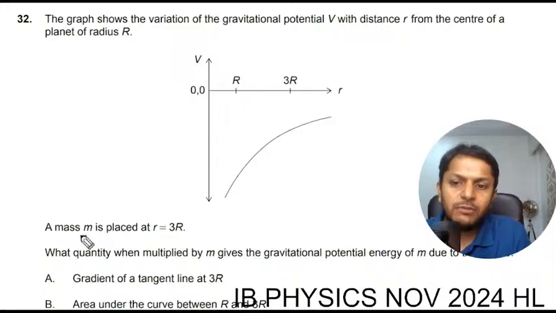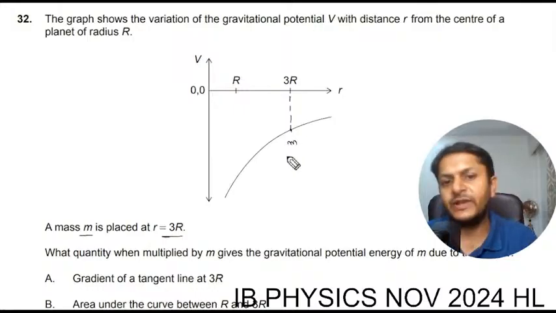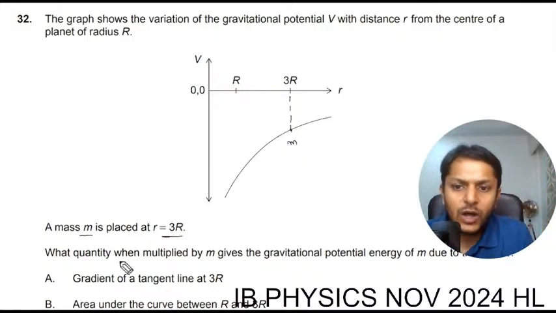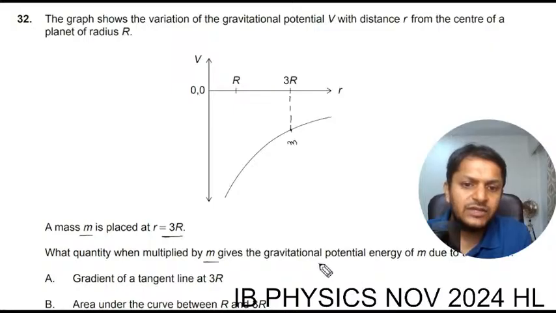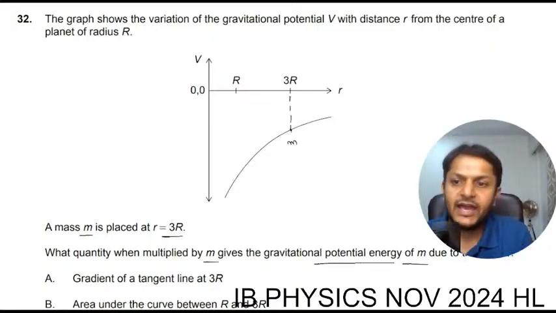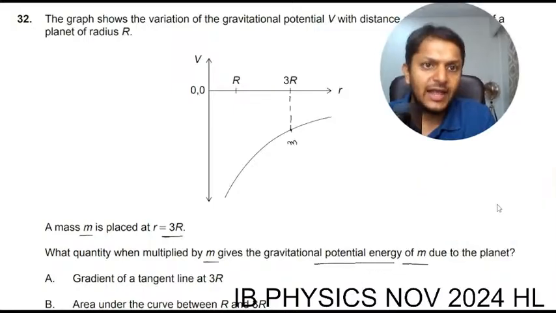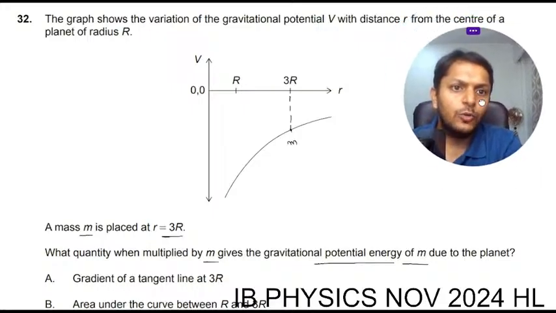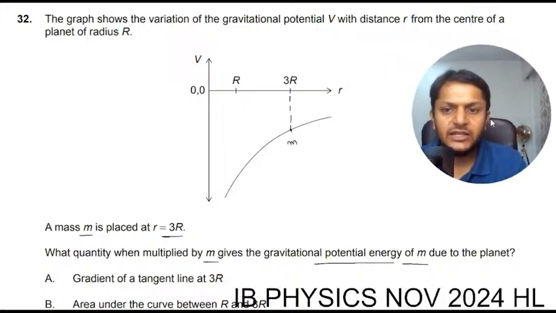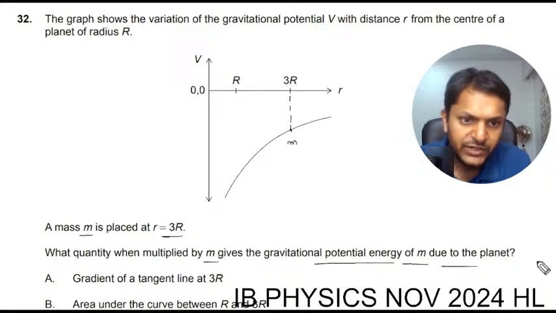Yeah. So a mass m is placed at r is equal to 3r. So this is the point where a mass m is placed. What quantity when multiplied by m gives the gravitational potential energy of m due to the planet? Okay, so we have to find the potential energy due to the planet.